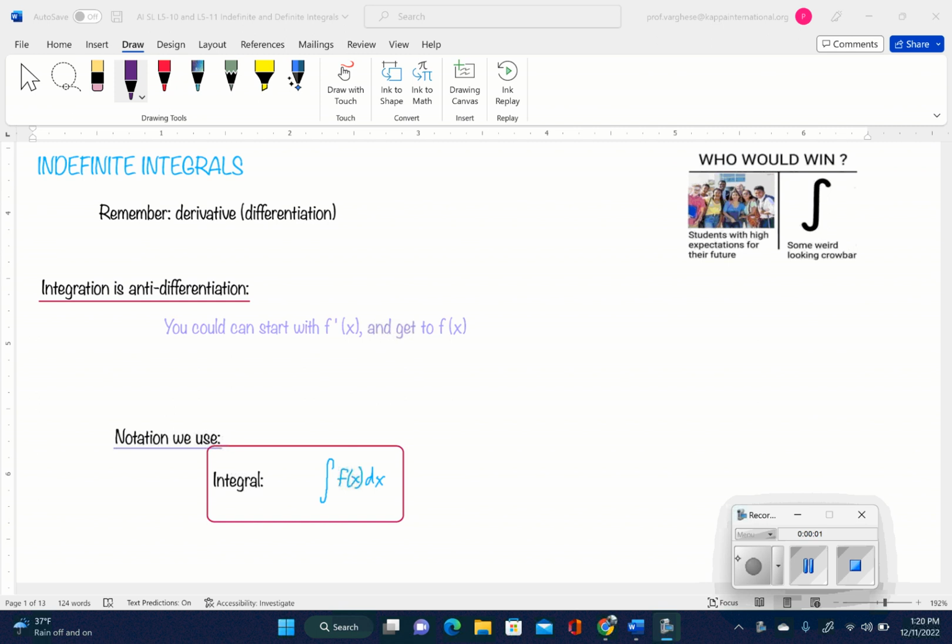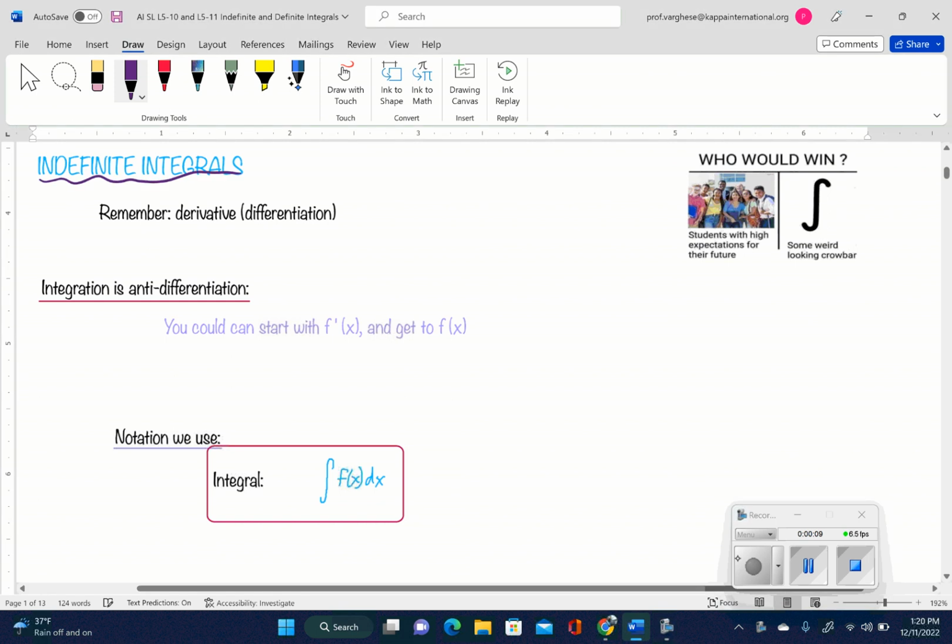All right, so welcome to the penultimate lesson of calculus. Penultimate again means second to last, okay? So we're going to do indefinite integrals. We're also going to talk a little bit about definite integrals. Before we talk about integrals, let's go over what we've been doing so far.